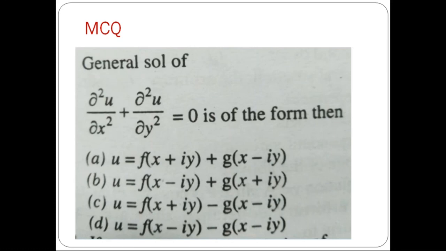I think this is the MCQ for you people. Here ∂²u/∂x² plus ∂²u/∂y² equals 0. Now you should check what will be the right answer. This question can be done in two ways. If you integrate two times or differentiate two times, then I think you can solve. You have the value of u in the options given to you. You can check which option will be correct for this question.